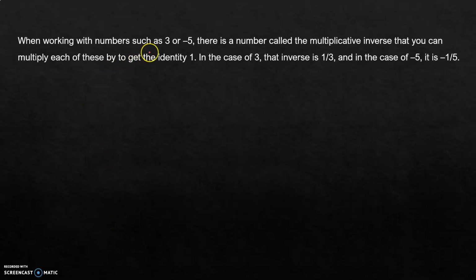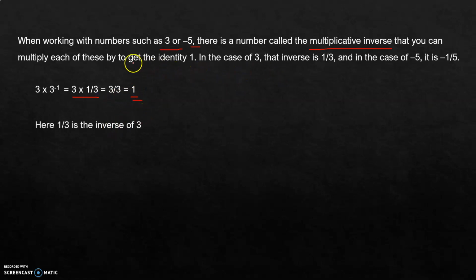When working with numbers, for example 3 or 5, there is a number called the multiplicative inverse, just to understand the meaning of inverse. For the number 3, the multiplicative inverse is 3 raised to minus 1, which is equal to 1 by 3. If you multiply 3 by 1 by 3, that is equal to 1.